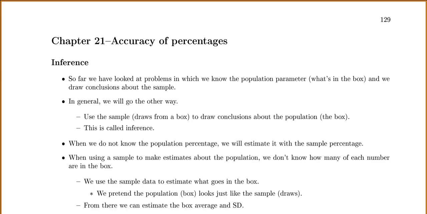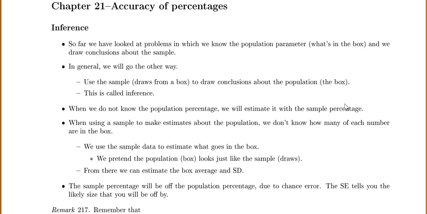When we use a sample to make estimates about the population, we don't know how many of each number are in the box. We might know what's in the box, if it's zeros or ones or something else, depending on what we're doing, but for percentages it'll always be zeros and ones. But we don't know how many tickets of each. We don't know the exact ratio of what's in the box. So instead, we're going to use the sample data to estimate what goes in the box. To do this, we pretend that the population, or the box, is just like the sample, or the draws. And from there, we can estimate the box average and standard deviation.